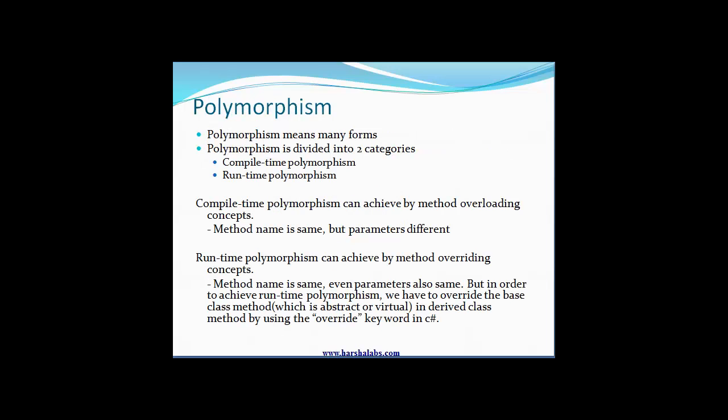So we move to the polymorphism section. In the beginning of the session, I told that polymorphism is divided into two parts: compile time polymorphism and runtime polymorphism. Let's understand what polymorphism is first. Poly means many, morphism means forms. It has many forms. Compile time polymorphism can be achieved by method overloading. The method name is the same but the parameters are different.